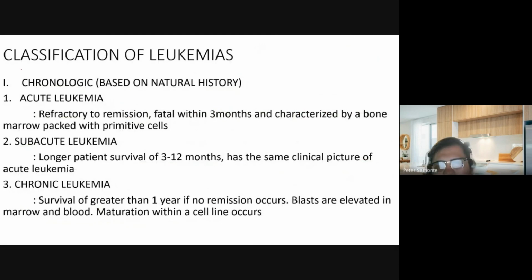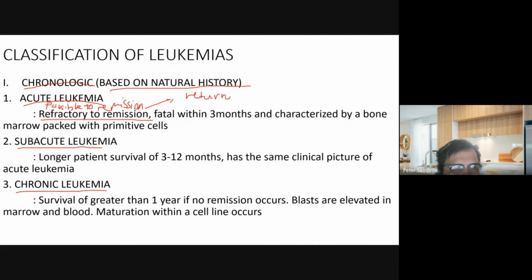Okay, let's talk about the classification of leukemia. Now we have the chronologic, which is based on natural history. There are three types. We have acute, subacute, and chronic leukemia. Now, acute leukemia class is refractory to remission. When I say refractory, it is possible to remission. And when I say remission, this would refer to returning of the disease after treatment.